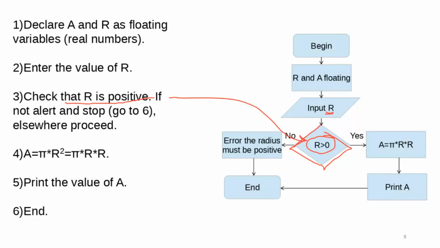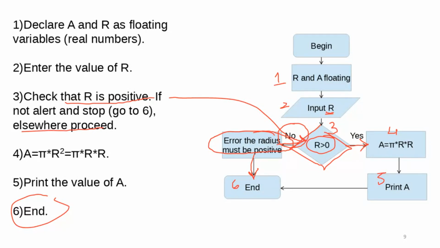If R is not positive, and what is step 6? Step 6 is end. So we declare the error, that the radius must be positive, and then you go to the end, step 6. So this is step 3. This is step 2. This is step 1. But if R is positive, then what we do is we go to the next step, which is step 4, and then we go to step 5, and then go to the end. So this is the pseudocode, and this is the flowchart for this pseudocode.